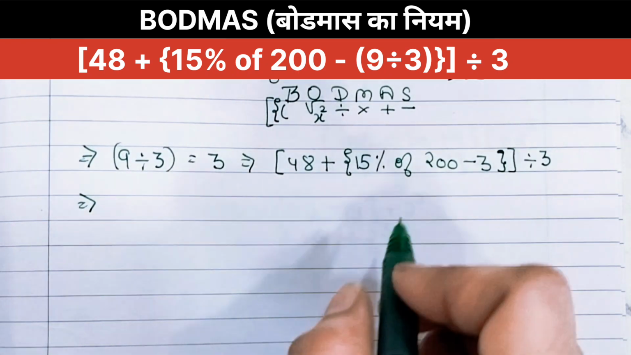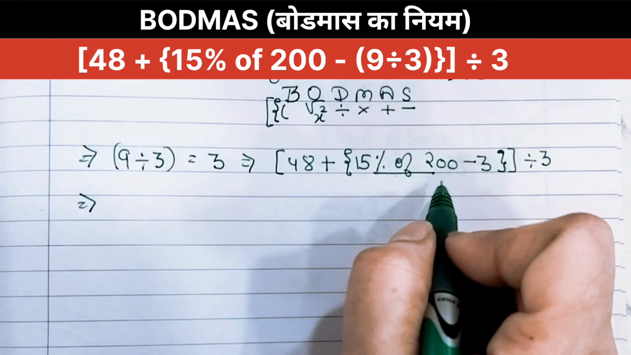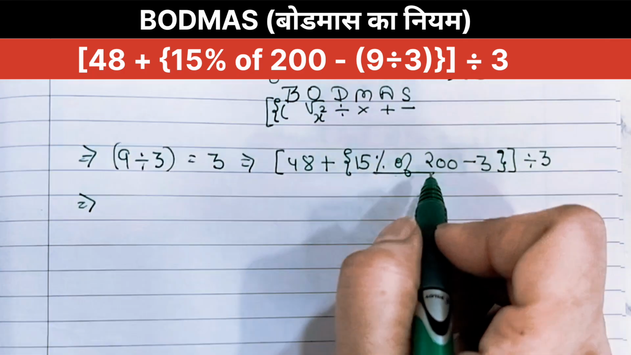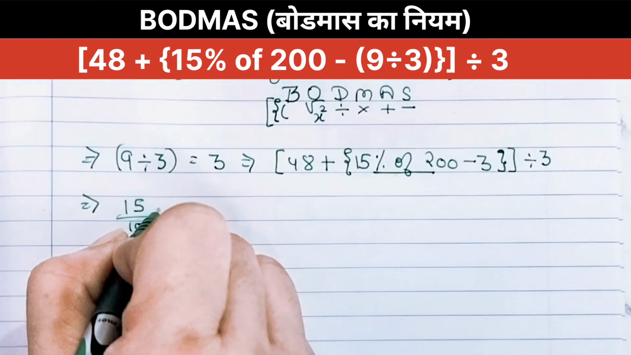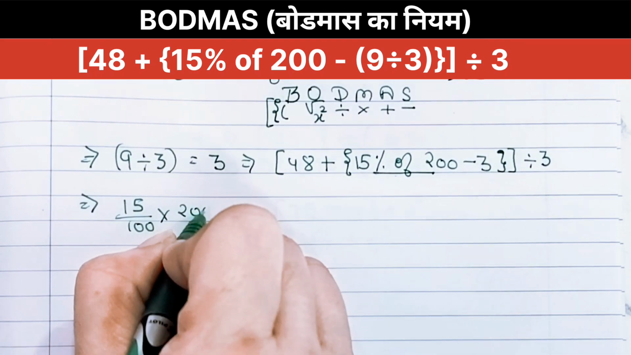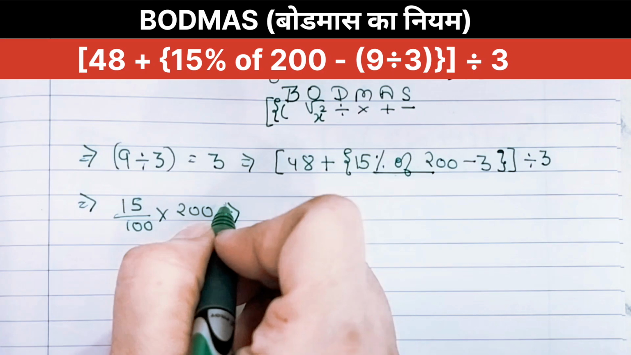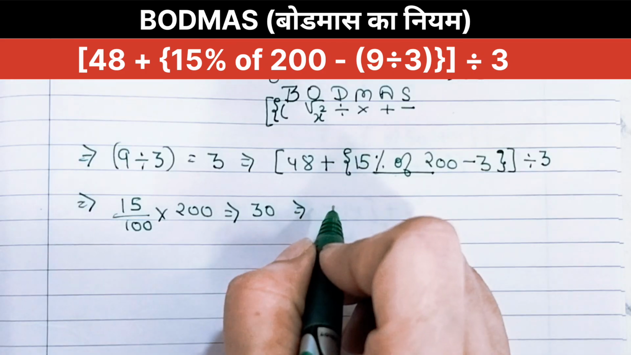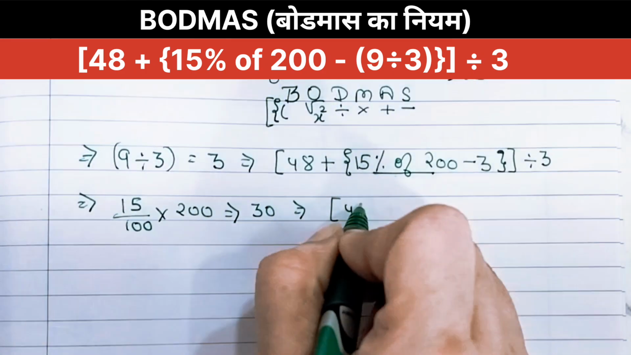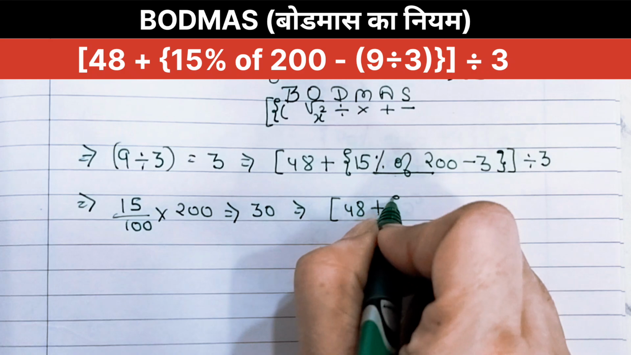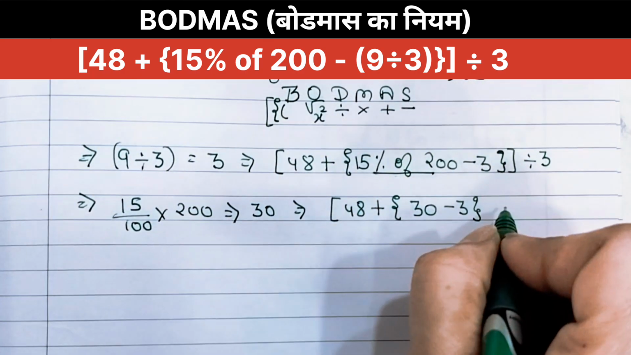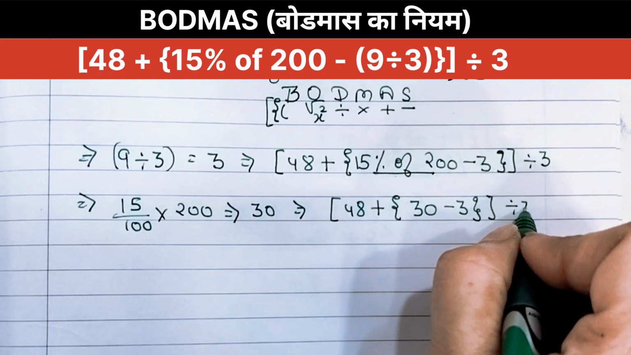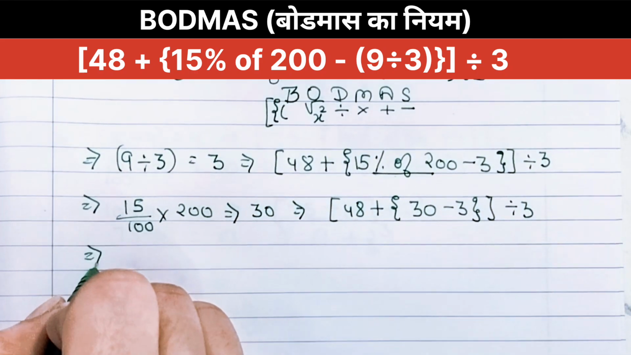Solve the "of" inside the curly braces. There is a percentage. "Of" basically comes before subtraction, so now we solve 15 upon 100 multiplied by 200. After cutting down zeros, we'll get the answer 30. So now the current expression becomes square bracket 48 plus curly braces 30 minus 3 curly braces, square bracket, divided by 3. Move to the next step.